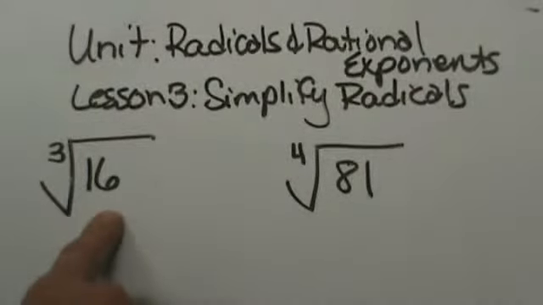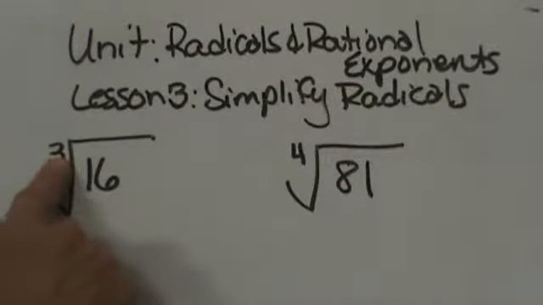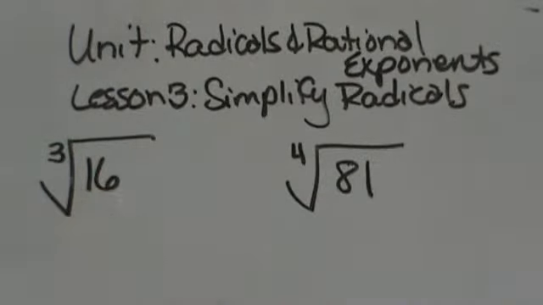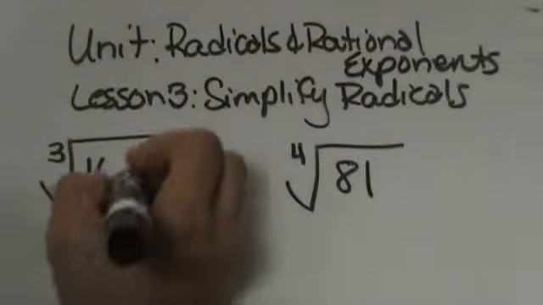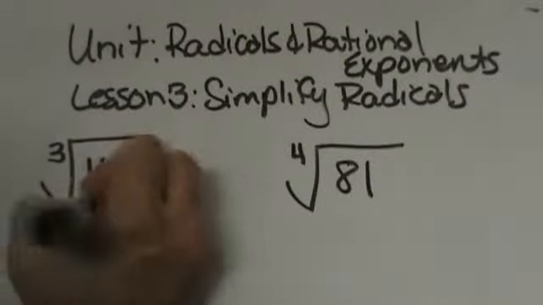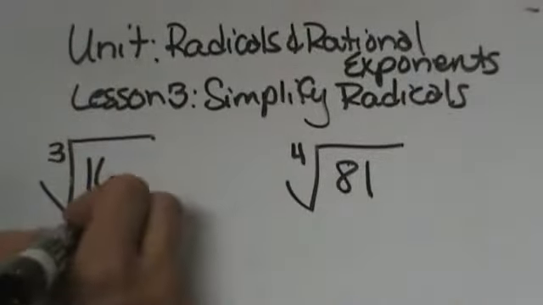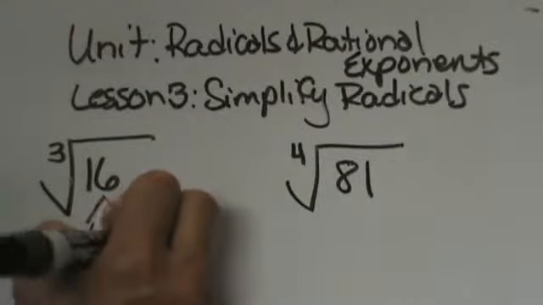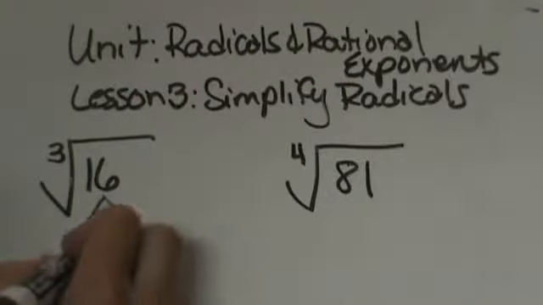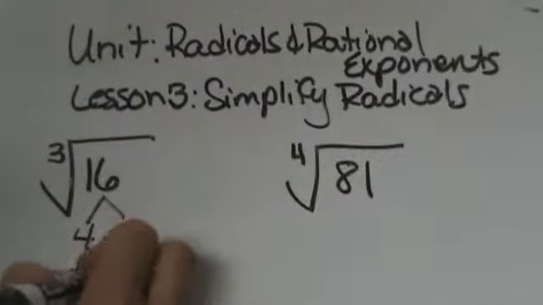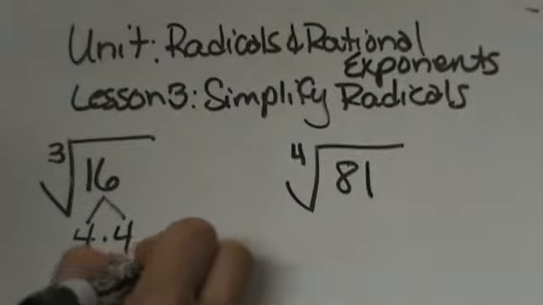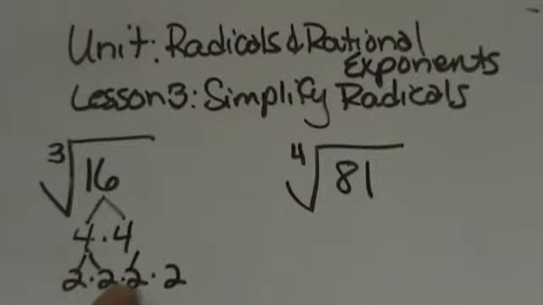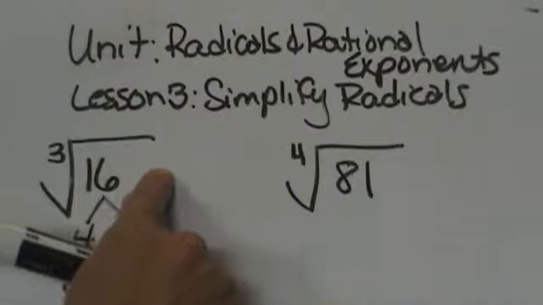Let's start with some simple ones. We're going to find the cube root of 16. We want to write that as a radical. So what we've got to do is a factor tree for 16. I'm going to break it down to prime factors: 4 and 4, and I keep going to 2 times 2, and then 2 times 2. So I have 2 times 2 times 2 times 2 is equal to 16.